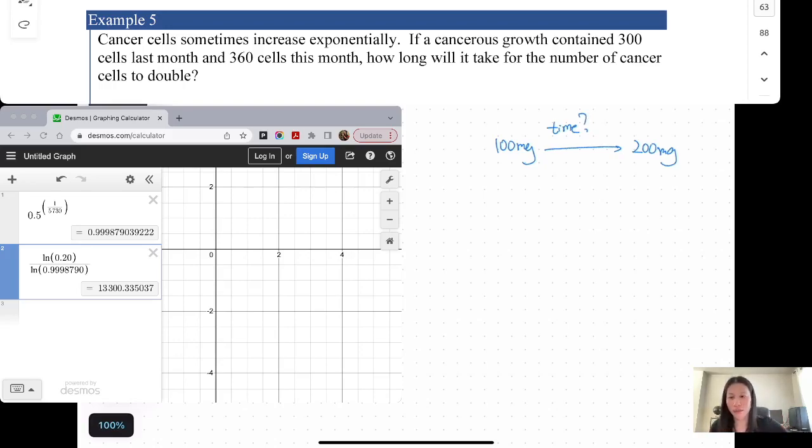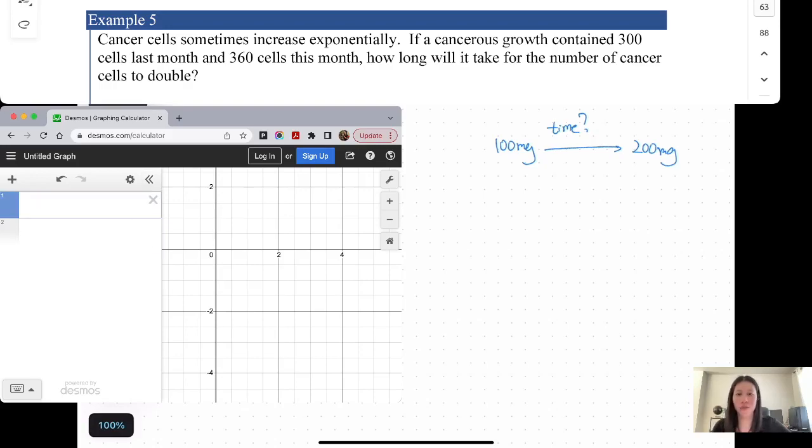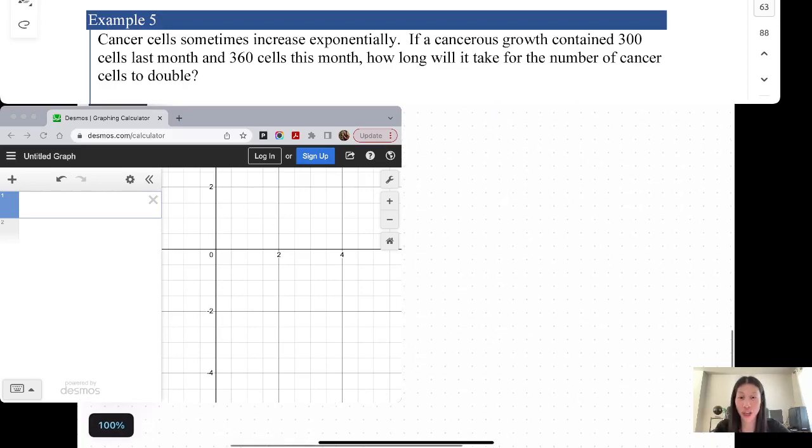So look at this specific example. Now let me clear the decimal. A cancer cell sometimes increases exponentially. If a cancer cell growth contained 300 cells last month and 316 cells this month, how long will it take for the number of cancer cells to double?